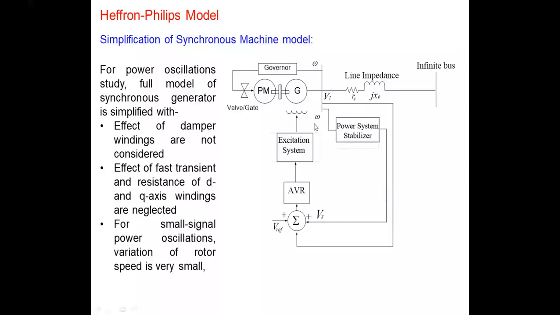Then you can see the field winding for the generator, the excitation system, and the AVR part. We also have the feedback of the omega signal to the stabilizer, and this stabilizer feeds a signal to the AVR section at the reference summation point.